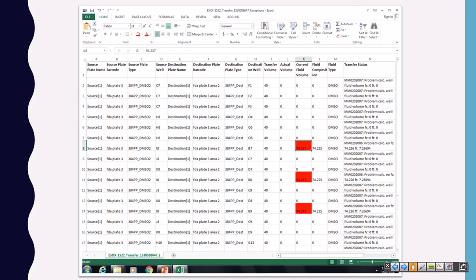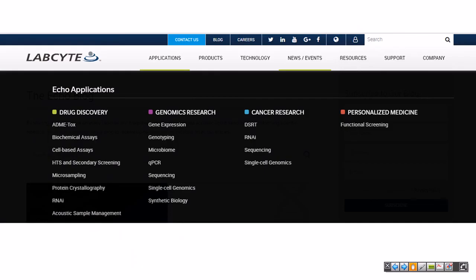For the source plate, the sample volume should be in a particular range. For this plate that I'm using, it should be between 20 to 65 microliters or so. So it is above that, so it doesn't transfer from there, and it will also give the composition of the fluid. Here it is saying 74% DMSO. So it's really smart.